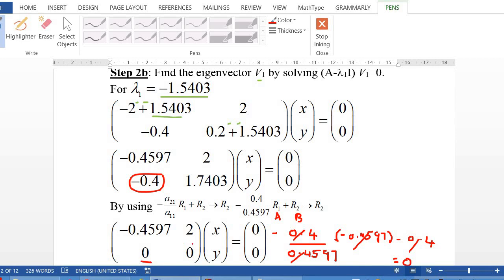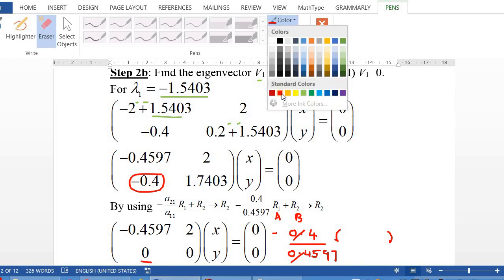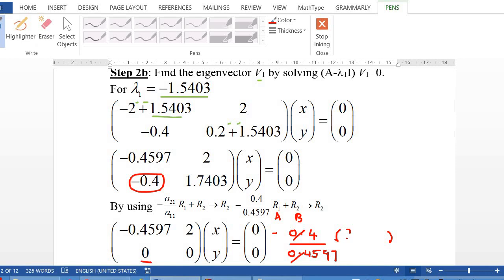If you calculate manually, when you move to column 2, it's the same formula: negative 0.4 divided by 0.4597, row 1. Well, in column 2, sorry, your row 1 value now will be 2.